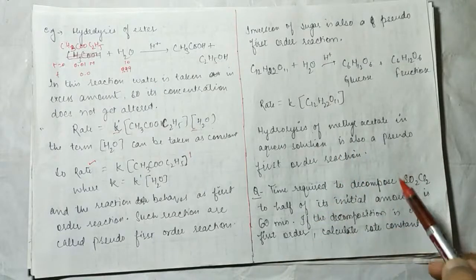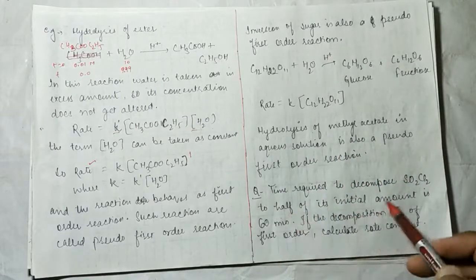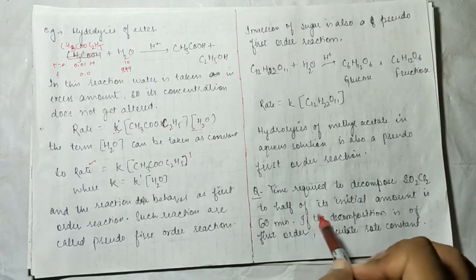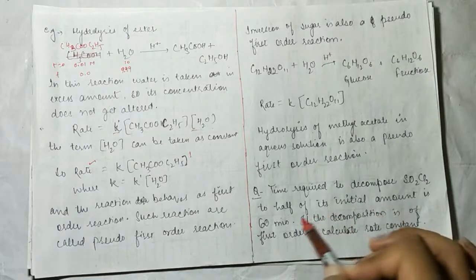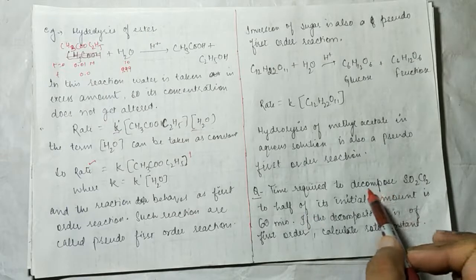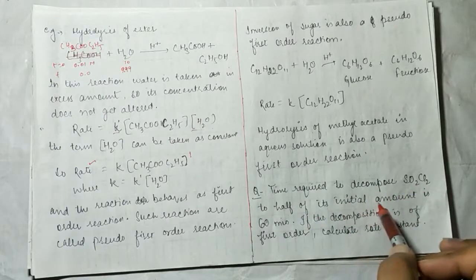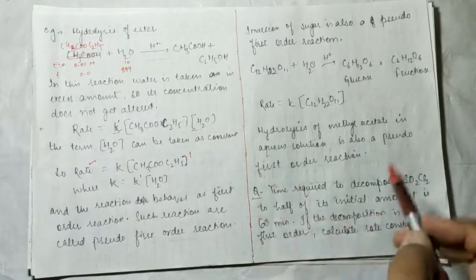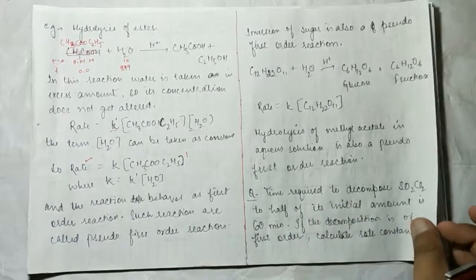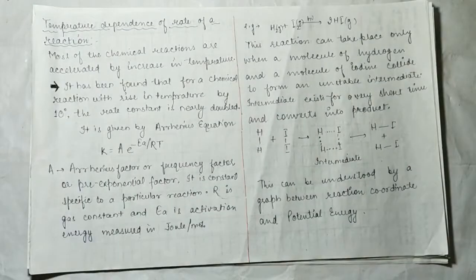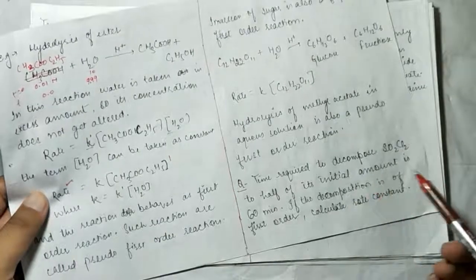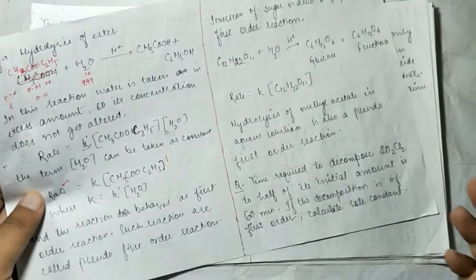Okay, then after we do a numerical: the time required to decompose SO2Cl2 to half of its initial amount is 60 minutes. Time required to decompose to half of its initial amount, that means this is the half life. If the reaction is of first order, calculate the rate constant. For half life, the formula is 0.693 by K. Okay, 0.693 by K, and you can calculate using that formula.